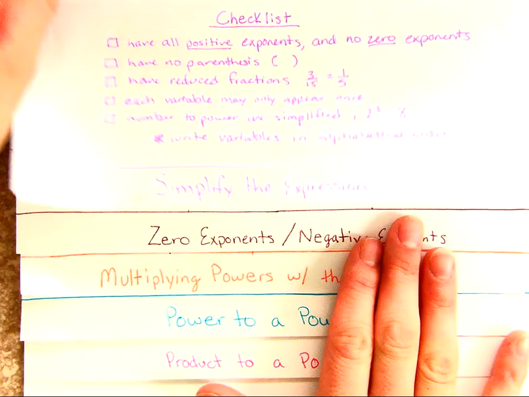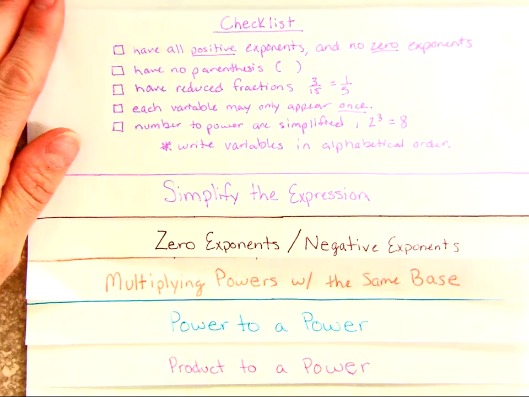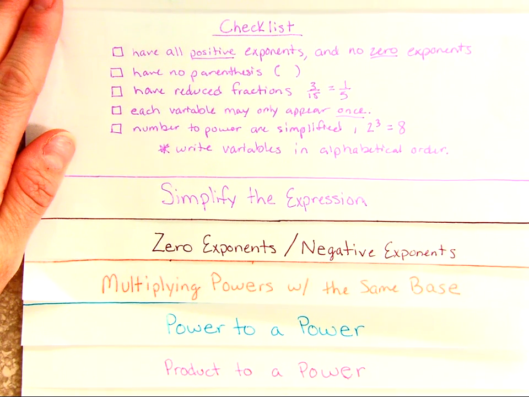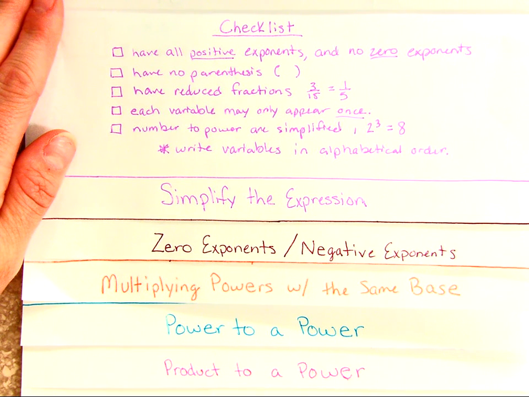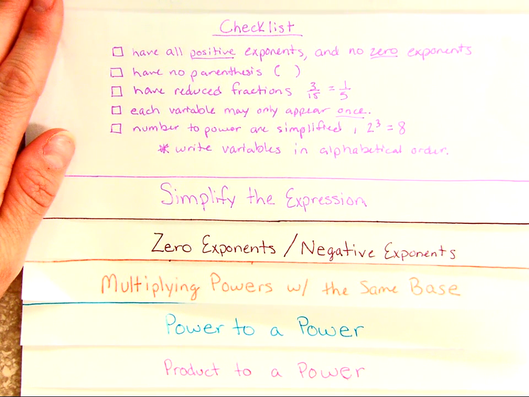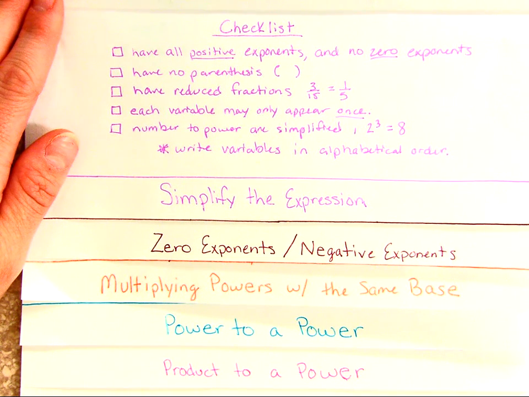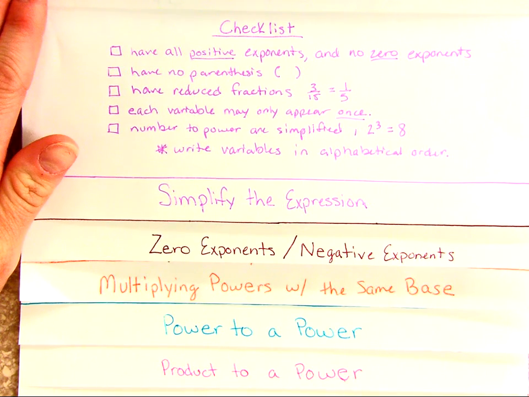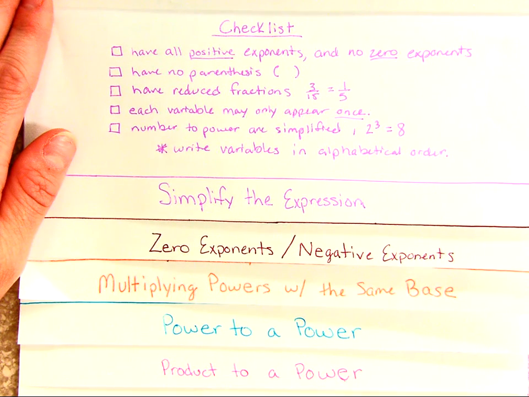Before we get started, we're just going to review our checklist because our problems are getting a little longer. So remember, we need all positive exponents, no zero exponents. Okay, we have to get rid of all parentheses. If we have a fraction that appears, we need to reduce fractions. And each variable can only appear once. Numbers to a power must be simplified, so they actually have to be worked out. And then variables are going to start moving around a lot more than we have seen, so we have to make sure that they are written in alphabetical order.